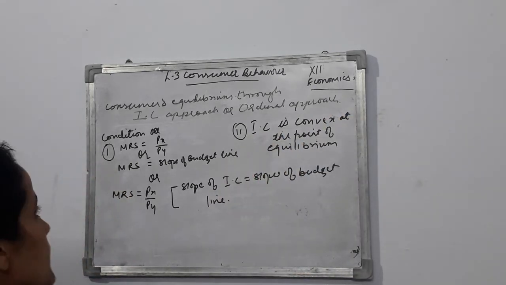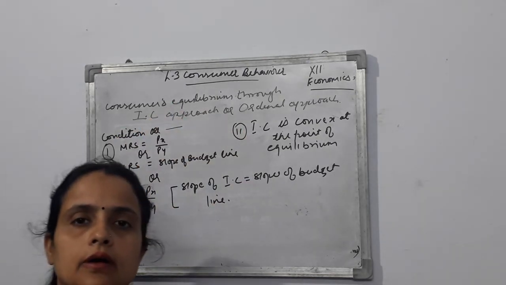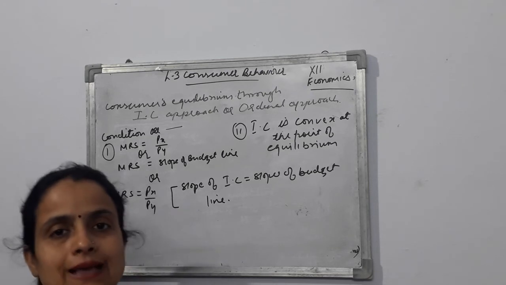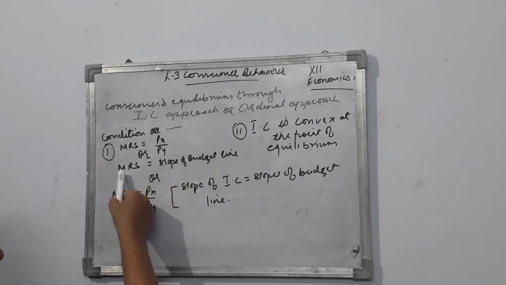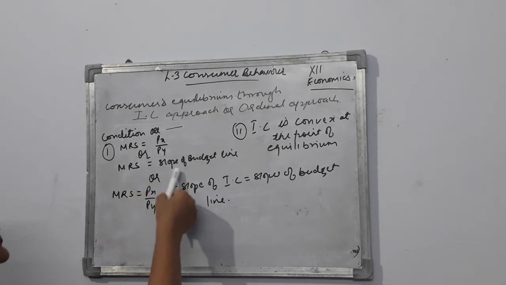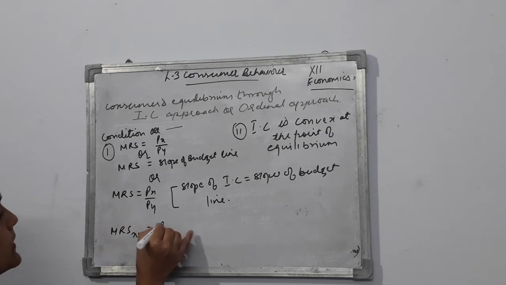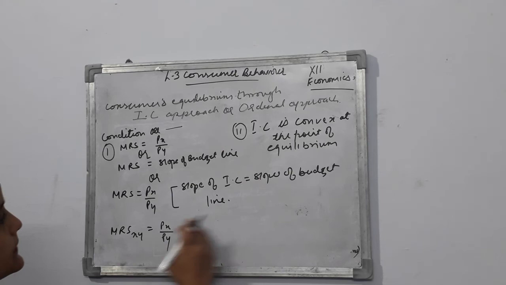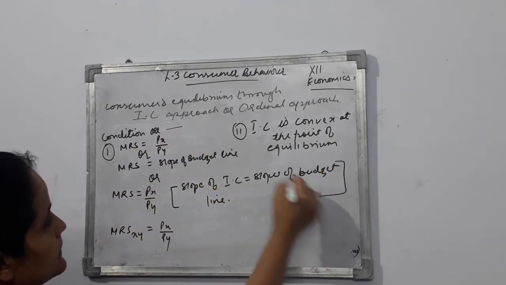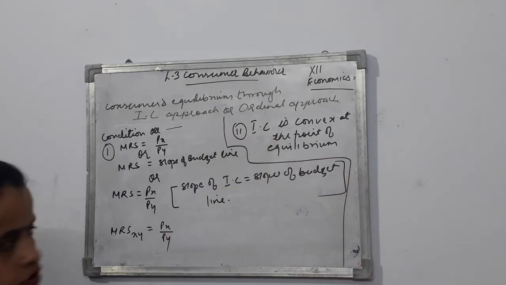So the first condition, we are talking about the first condition. There are two conditions for indifference curve to study consumers equilibrium through IC approach. The first condition says MRS is equals to Px upon Py, or you can say marginal rate of substitution is equals to slope of budget line, or you can say this also. MRS of x for y should be equals to Px upon Py. ठीक है, तो ये सारी की सारी आपकी एक ही कंडीशन है, और this is the second condition.